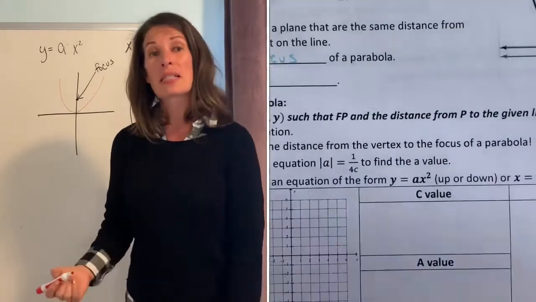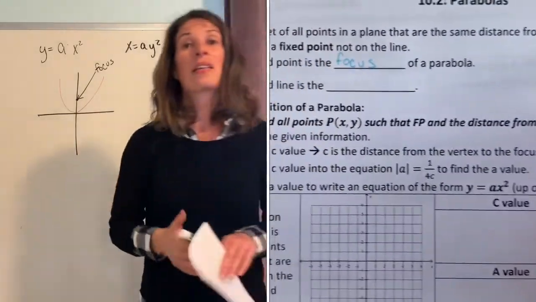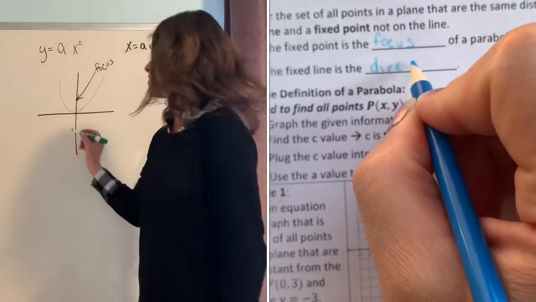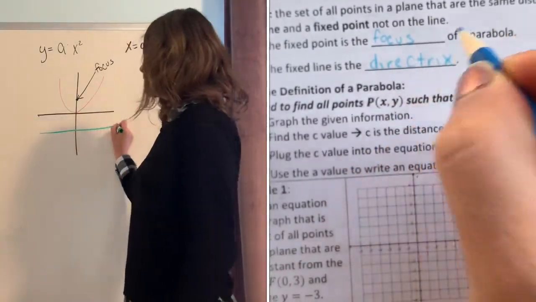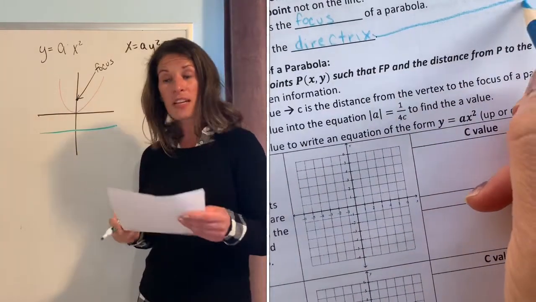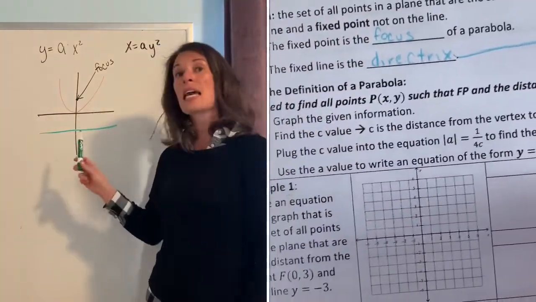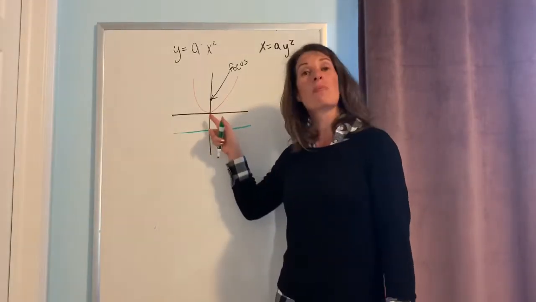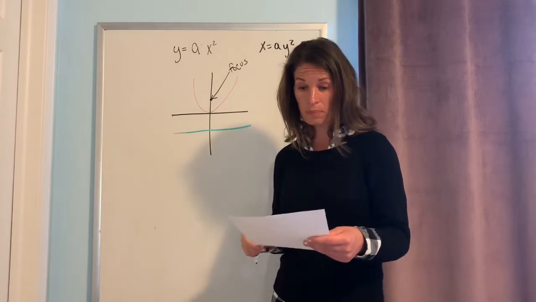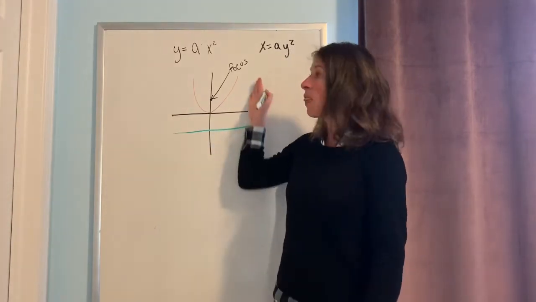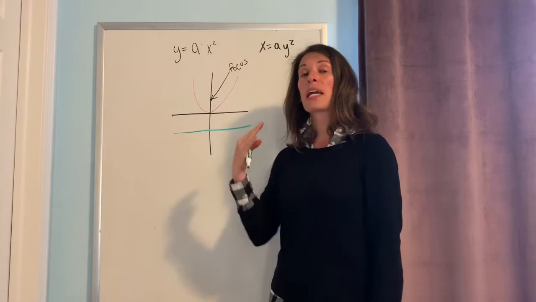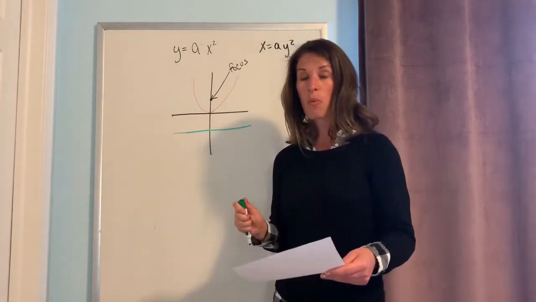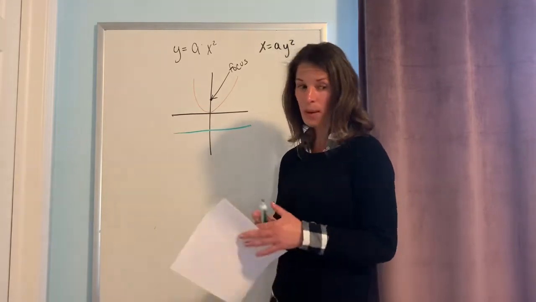The directrix is the line that is the same distance from the vertex as the focus. So the directrix is this line, and it's the fixed line. So let's say our focus was 2 units up, then our directrix would be 2 units down. So this is what we're working on today: what a parabola looks like and how to come up with the equation for the parabola.